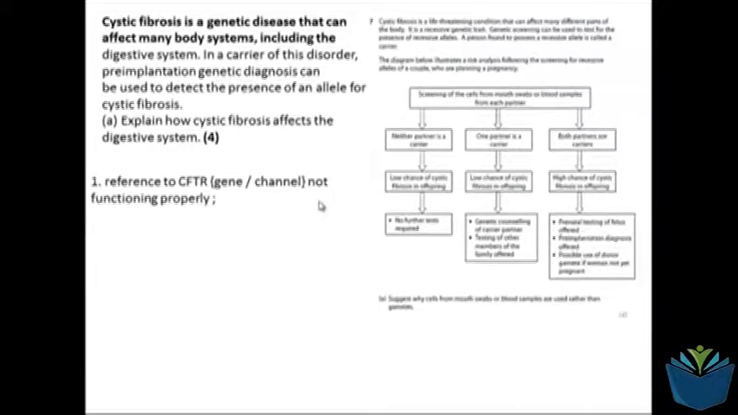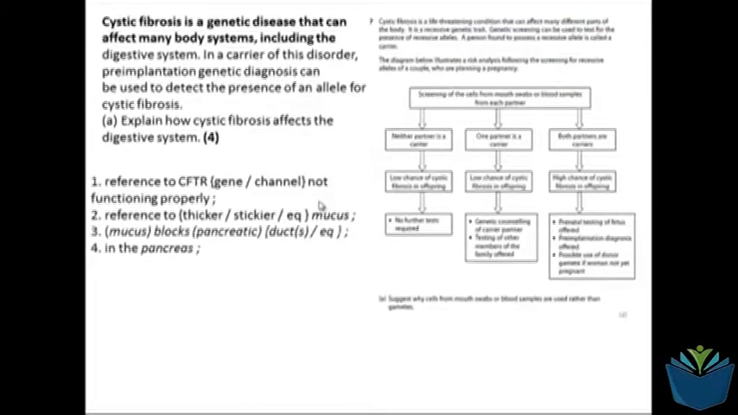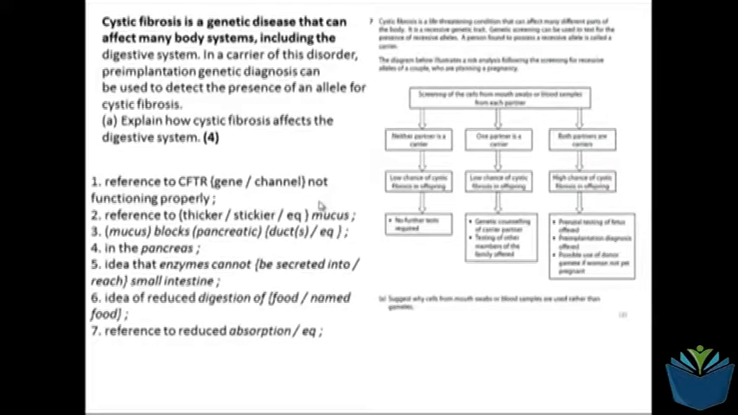So if you start off by referring to the fact that the CFTR gene or the channel doesn't function properly, and therefore it causes a production of the thick sticky mucus. From there you have to refer to this mucus can block the pancreatic duct, or has issues with the pancreas itself, which you can gain marks from. The pancreas is obviously a gland that's involved in secreting enzymes into the small intestine, and so you can talk about the fact that you can't get the enzymes to the small intestine. This therefore reduces the level of digestion, and therefore you get less absorption.